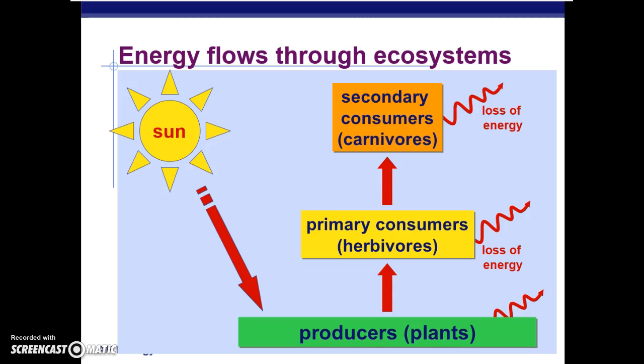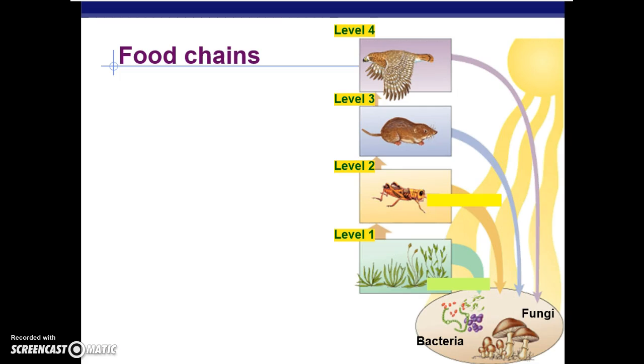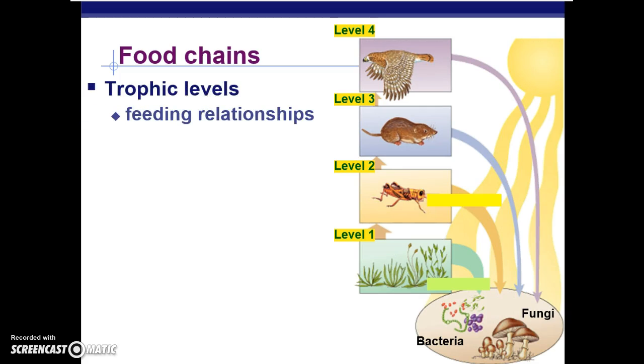At every step of the way, you do have a loss of energy, which explains why, as we step up in this pyramid structure, each level becomes smaller, because there's less energy available to each consumer level. So this gives us our basic format for a food chain. A food chain, again, is a way of depicting trophic, these trophic levels, feeding relationships.